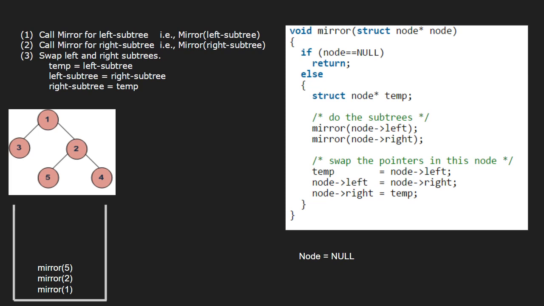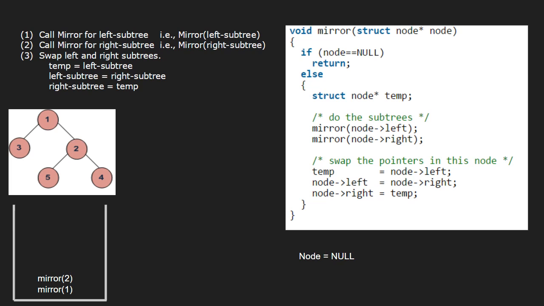Now we move to the right subtree of node 5. Since right subtree of node 5 is also null, we pass null in function mirror. Since node is null, we return to the call stack. Now, we will swap the left and right child of node 5. Since both are null, nothing is swapped. We continue execution for node 2.